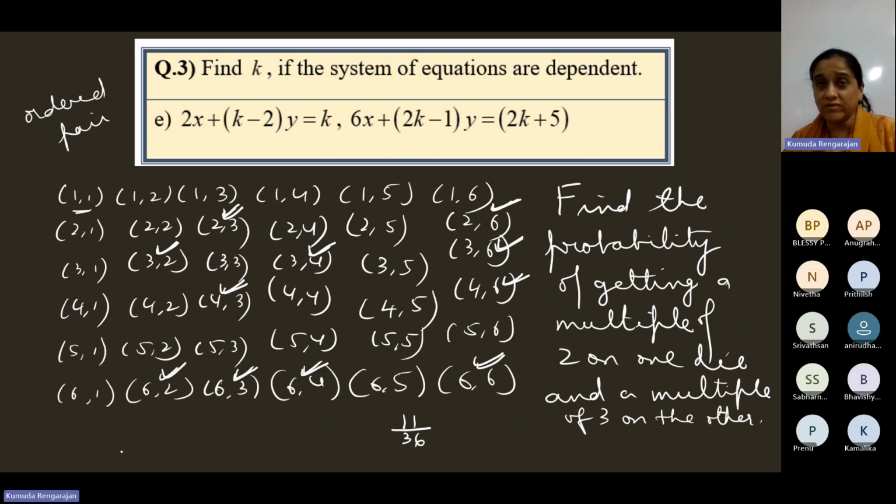How many outcomes are favorable to the happening of this event? The event is getting a multiple of 2 on one and a multiple of 3 on the other. That's the event. So total number of outcomes is 36, favorable outcomes 11. So 11 by 36 is the probability.